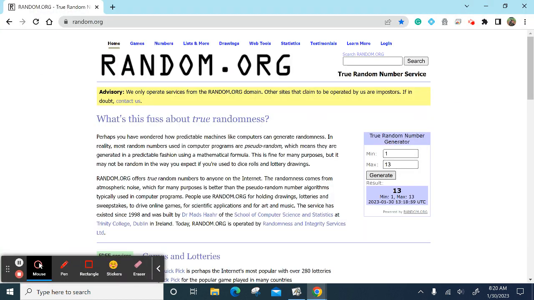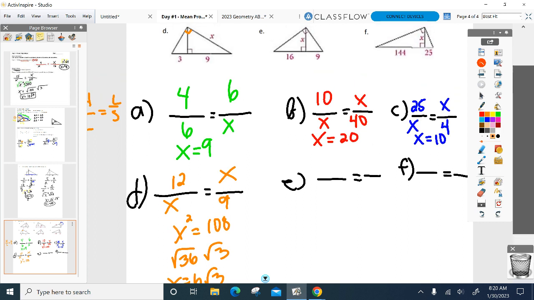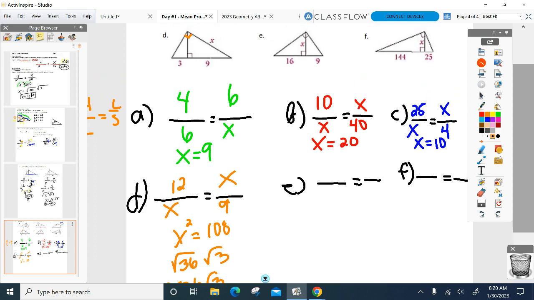E. Go ahead, what do you got? I got 16 over x, and then x over 9. Yep. Nice and easy SAS problem. Had all the values. X came out to be 12. Yep, square root of 144.